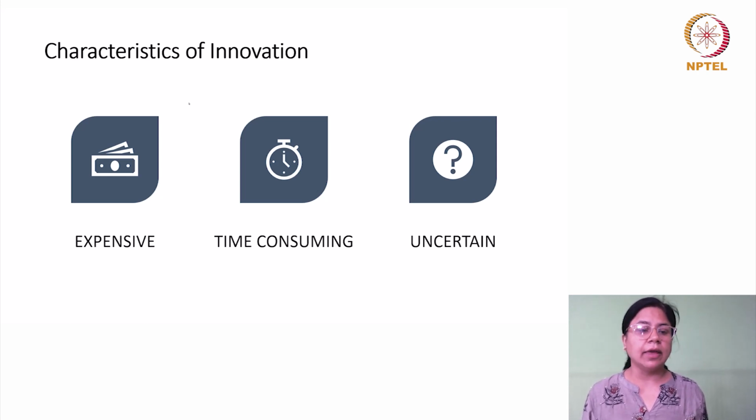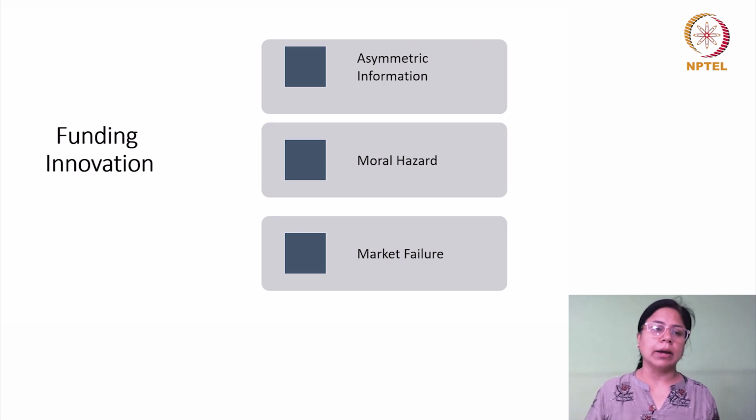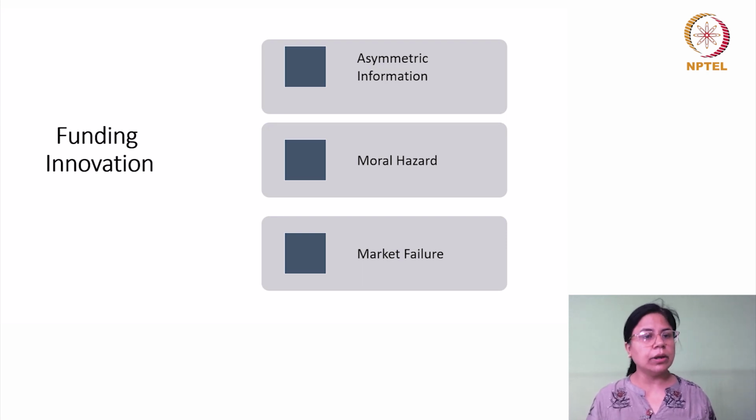So given these things that characterize the innovation process, the question arises: who will fund them? Who will finance them? What are the problems associated with that? From the economics point of view, the problems are related to asymmetric information, which we will look at, moral hazard, and also market failure. We had a long discussion on it initially when we discussed some of the basic concepts of economics that we are going to use in this particular course.